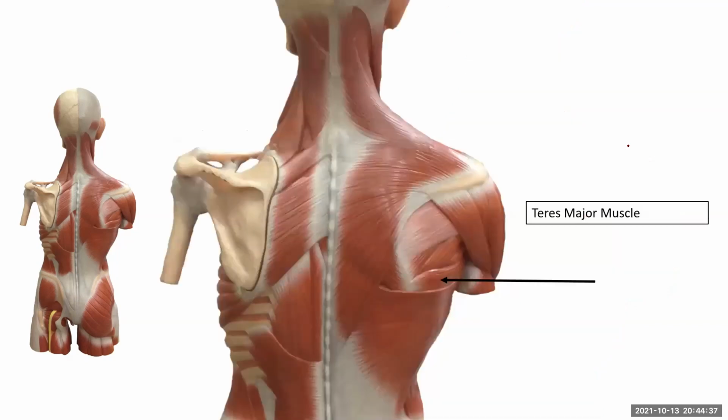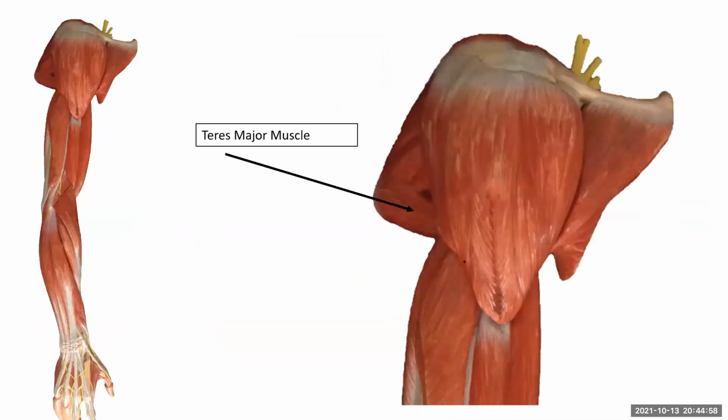All right, then you have teres major. That's this fella right here. That is superior to the latissimus dorsi muscle. Teres major. There is a teres minor. We'll talk about that at another time. You can see it on this view here. All right, that's the teres major muscle.